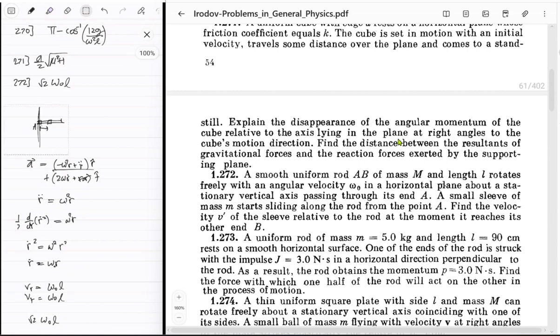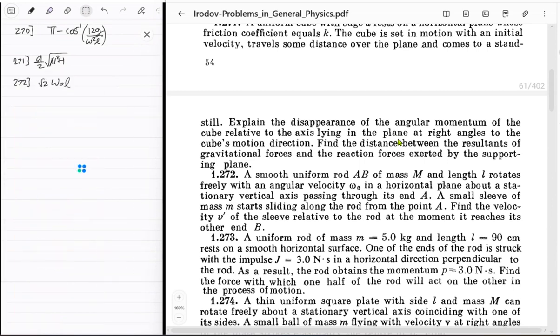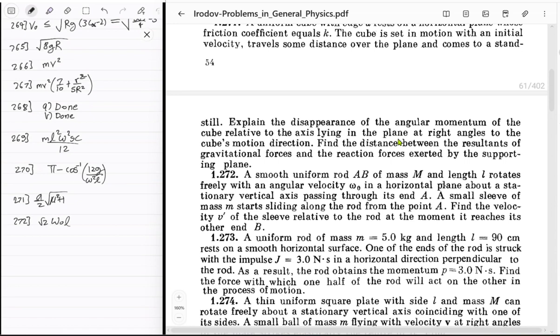Next question, 273. I should really revise a bit because I did everything and now I don't remember anything. Okay, 273.